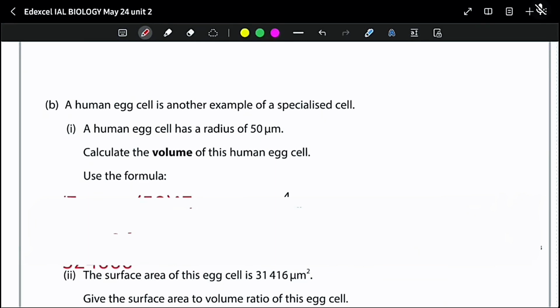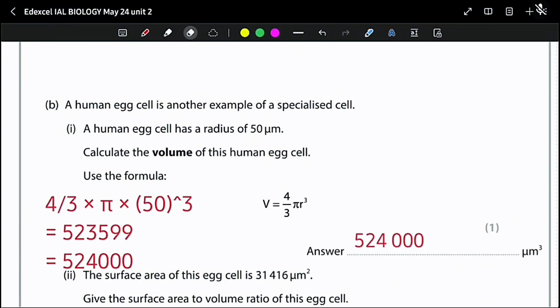The formula is V equals 4 by 3 pi r cubed. R is the radius. So it should be 4 by 3 times pi times the radius, which is 50 micrometers, so 50 cubed. If we do that, this comes as the answer. So we round it off to 3 significant figures.